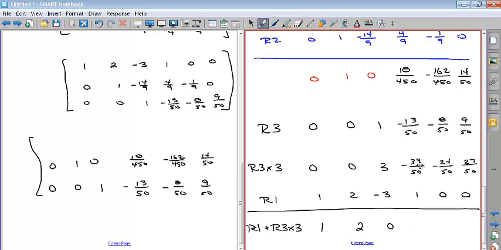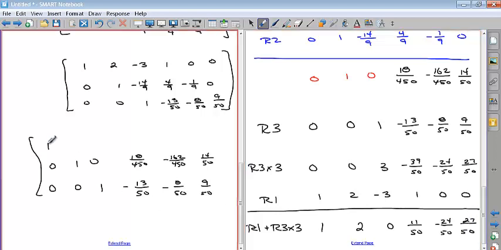and add these two together, so you have 39/50 plus 50/50, so there's going to be 11/50. Add these two together, and we get negative 24/50. And add these two together, and you get 27/50. So that's my new row 1. I've just got one more step.